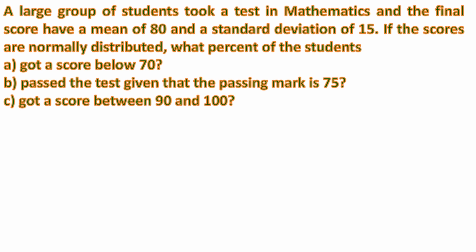So let's continue with another example. We have a large group of students who took a test in mathematics, and the final scores have a mean of 80 and a standard deviation of 15. If the scores are normally distributed, what percent of the students got a score below 70, that's for A, for B, passed the test given the passing mark is 75, and C, got a score between 90 and 100. So we're going to solve all this using a normal curve.